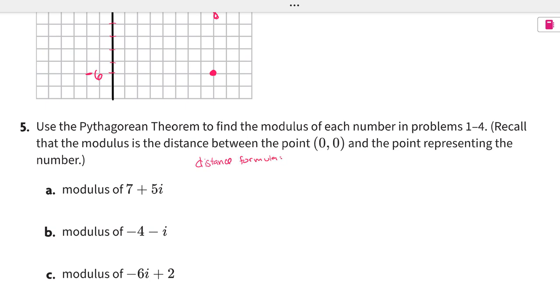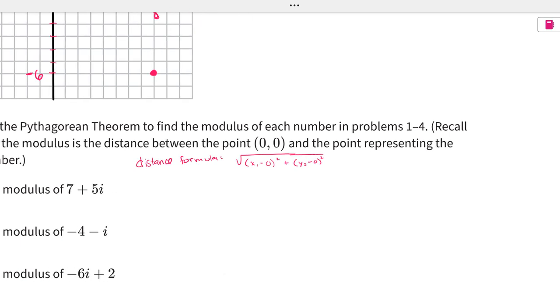But remember, the distance formula says the square root of the difference of our x values, or our inputs, I should say. So I'll call it x1 minus, since we're always using 0, 0, I'll say 0 squared plus y2 minus 0 squared. Now for us, since we're using 0 for our problems, this is really just going to come out to the real part squared plus our imaginary part squared, all under the square root. Very similar to Pythagorean theorem, right?